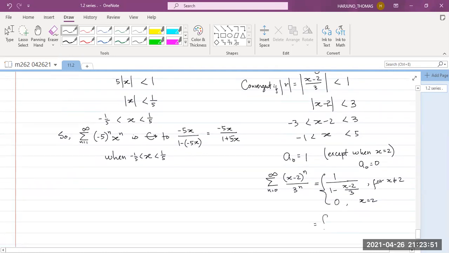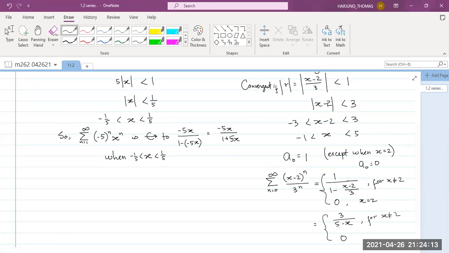Let me go on further. So this will be multiply the top and the bottom by 3. I get 3 over 5 minus x for x not equals to 2. Okay, I'm basically done with this section.